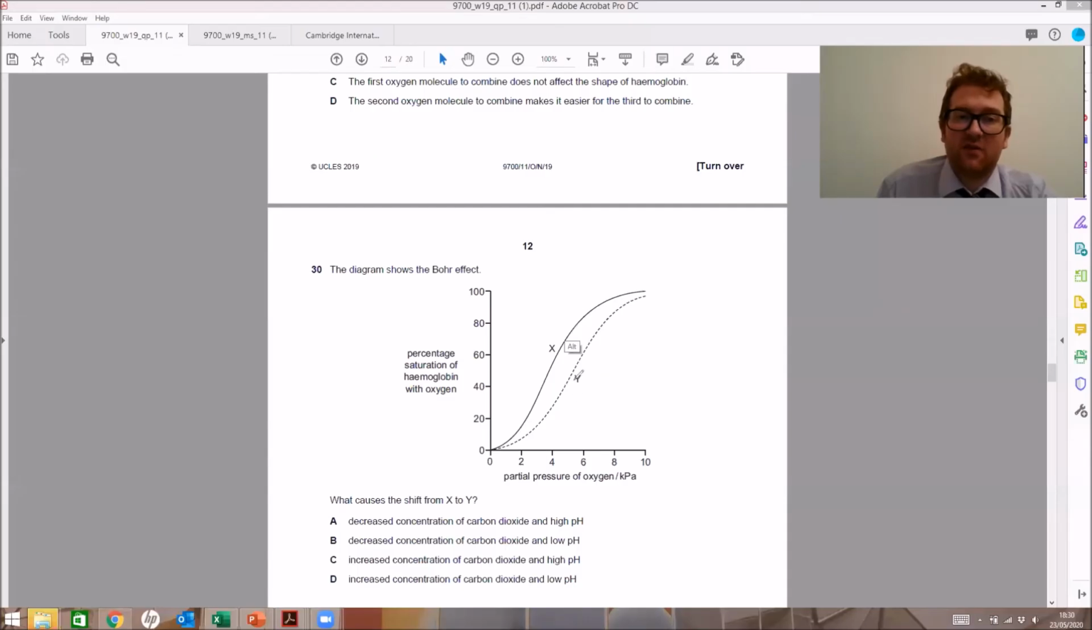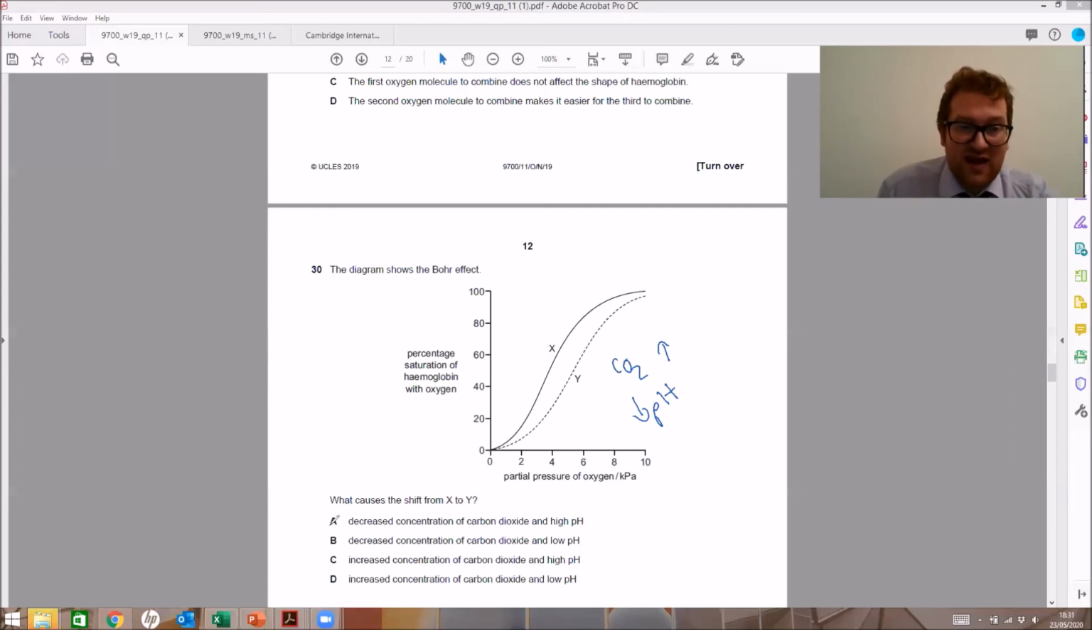Question 30. The diagram shows the Bohr effect. What causes the shift from X to Y? Well, if you remember, this decrease is caused by a decrease in pH. This means the pH has become lower, which is more acidic. The only way for it to become more acidic is by having more of a non-metal oxide present. In this case, carbon dioxide increases, which increases the carbonic acid concentration. As a result, this lowers the pH, and this causes a decrease in affinity of hemoglobin for oxygen. Therefore, it has a lower saturation of oxygen because of this reduced affinity between oxygen and hemoglobin. It's important that you note that.